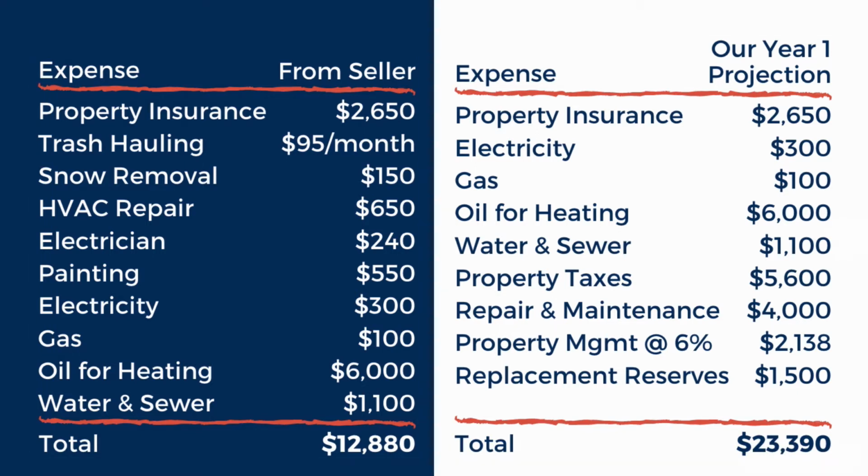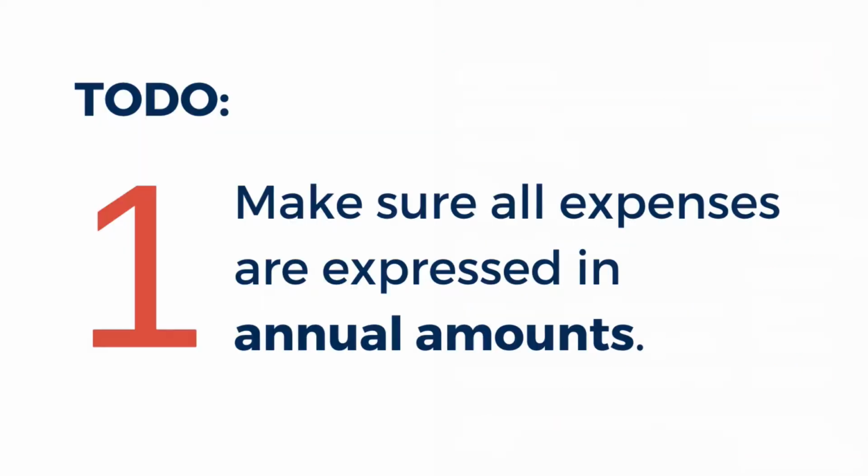If you want to skip ahead and go to the next video, feel free to do so and use the expenses on the right. Those are the expenses we're going to use moving forward. But stick around if you want to see how I went from the expenses on the left to our projection on the right. As you can see, we started out with about $12,800 in expenses, and that quickly increased to $23,390. Almost doubled. Yeesh.